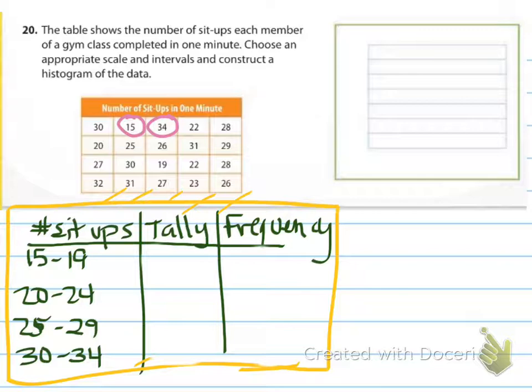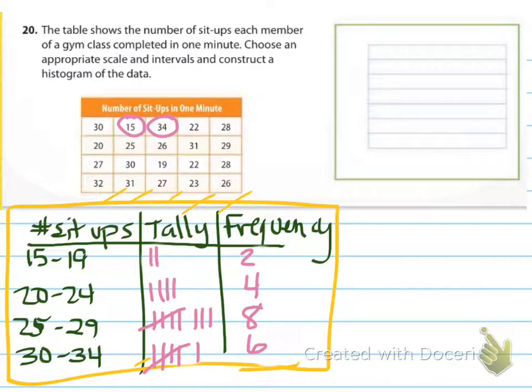Depending on how you changed your intervals will change how your tallies worked out, so it might be different than mine. Then you just go through and do your tallies based on your intervals. Go ahead and pause the video now if you'd like to. So I have two in the 15 to 19 range, 4 in the 20 to 24 range, 8 in the 25 to 29 range, and 6 in the 30 to 34 range. To double check that you got all of these numbers, you can add up your frequencies and make sure you have all of them in there.